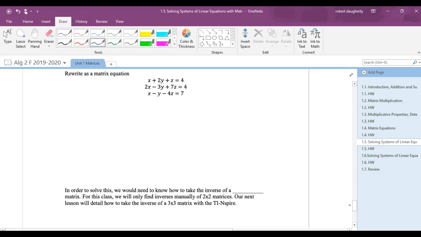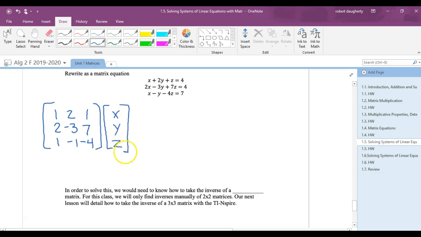Okay. Now, I'm not going to make you go through it by hand, but the setup is the same. So how do I write this as a matrix equation? What are the coefficients? 1, 2, 1, and then what? 2, negative 3, 7. 1, negative 1, negative 4. That's my coefficient matrix. Okay. What's my variable matrix? X, Y, Z. Okay. What's my solution matrix? 4, 4, 7. Okay. So nothing changed from a 2 by 2 to a 3 by 3 at this point.